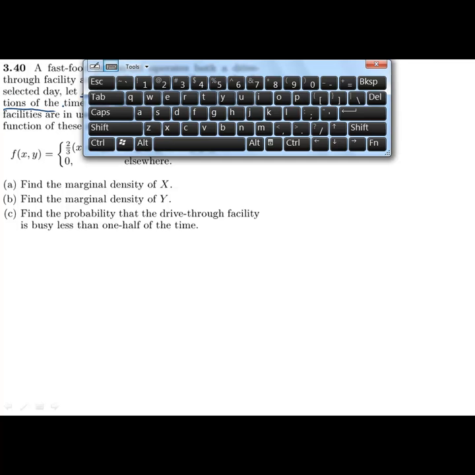So on a randomly selected day, we have X and Y, two random variables. X and Y will be the proportions of the time that the drive-through and walk-in facilities are in use. So X is for the drive-through, Y is for the walk-in. Suppose that the joint density function of these random variables is given by f(x, y), and you have the function here, defined for this range for x and y.